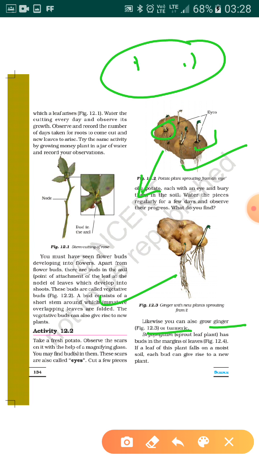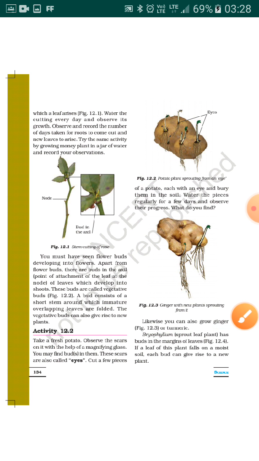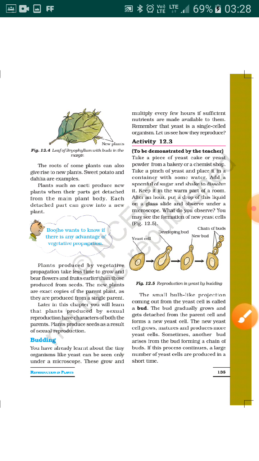Now the next example of vegetative propagation is bryophyllum. You must have seen bryophyllum. It is commonly called the sprout leaf plant. It has buds in the margin. This will be clear with this diagram.